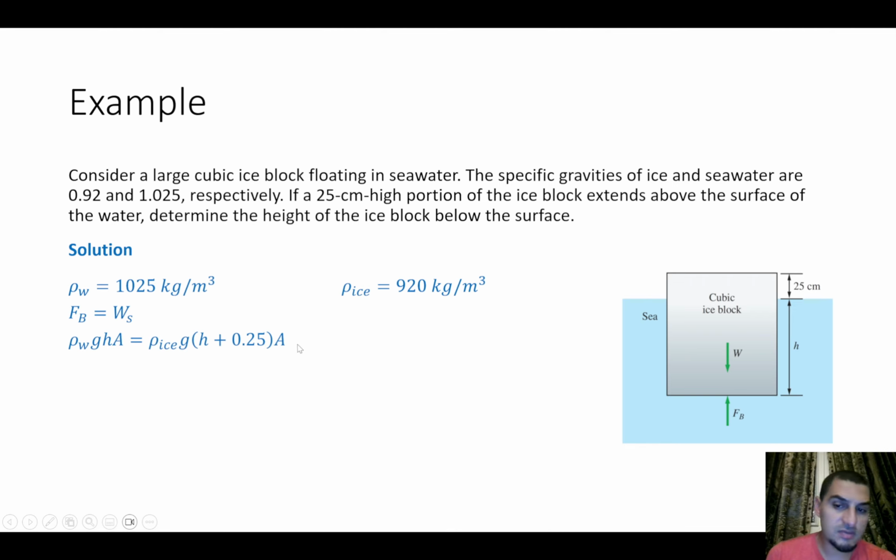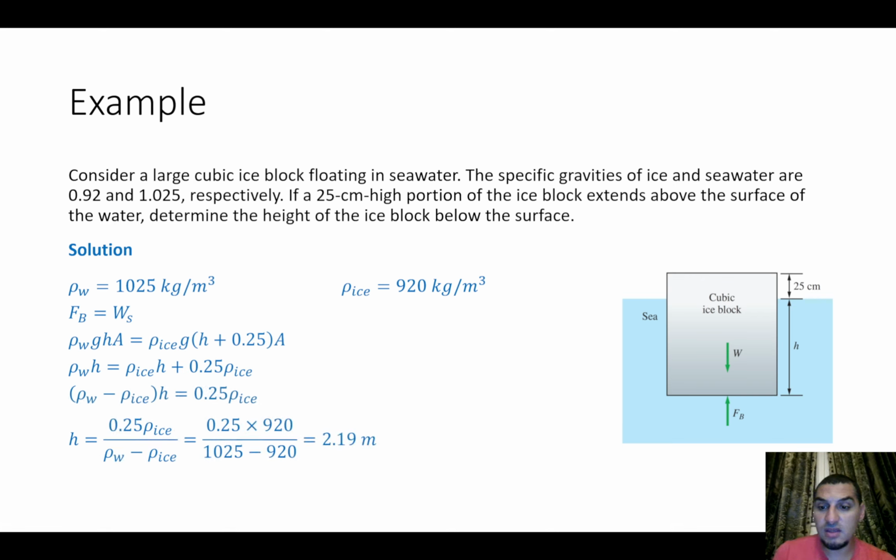The volume is area times (h + 0.25). For the buoyant force, it is rho of the seawater times g times the immersed volume only, which is A times h. We can cancel A and g, so we will end up with rho water times h equals rho ice times h plus 0.25 rho ice. We know the densities of ice and of water, and we can rearrange the equation to calculate the height, which will be 2.19 meters.